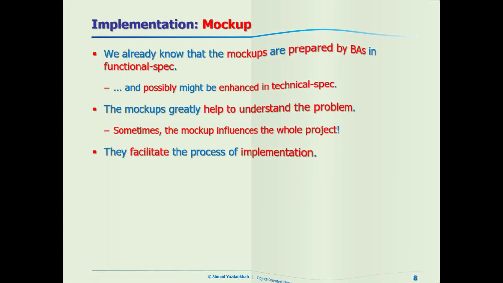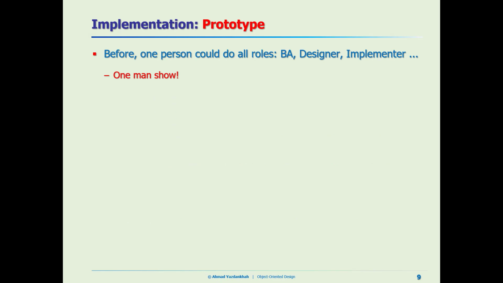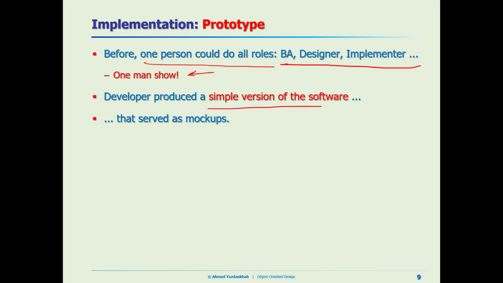Before, you know, one person could play all of these roles. When I say before, it was many years ago. One person was the BA, designer, and implementer for most projects, not big projects, but most projects. It was really a one-man show. In that time, I remember a simple version of the software was produced by who? The developer, right? And that was equivalent to the mockups that we are talking about right now. At that time, we called it prototype.